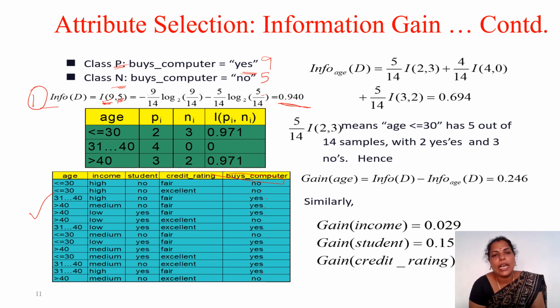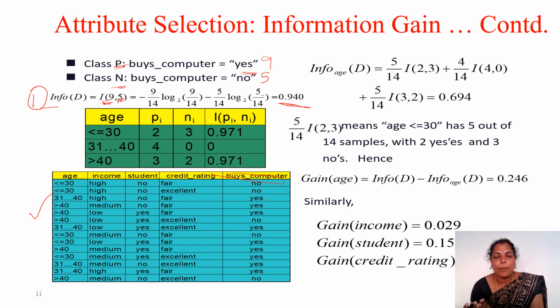So info of D equal to I of 9, 5. First we are computing the information for the class label. So how many classes, that is the yes class and the no class, are available. So we are finding I of 9, 5. Then we need to know the total number of records. So minus 9 by 14 log 2 of 9 by 14 for the yes class, minus 5 by 14 log 2 of 5 by 14 for the no class. So we are getting this value. This is for the class label.